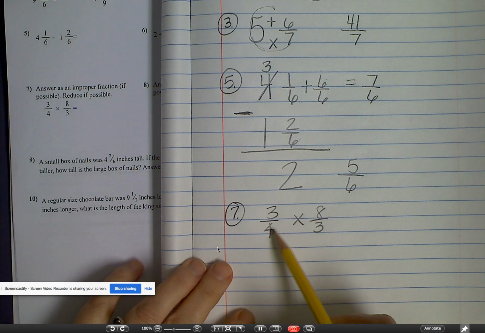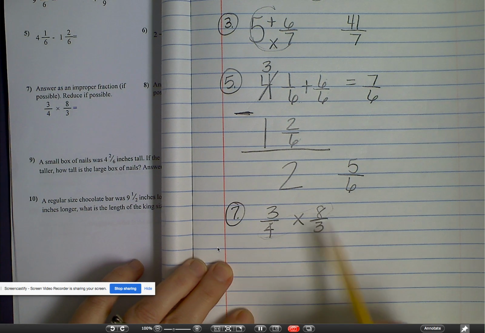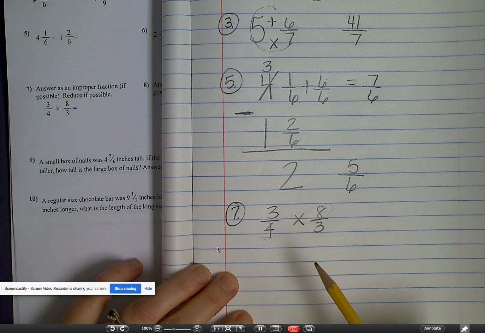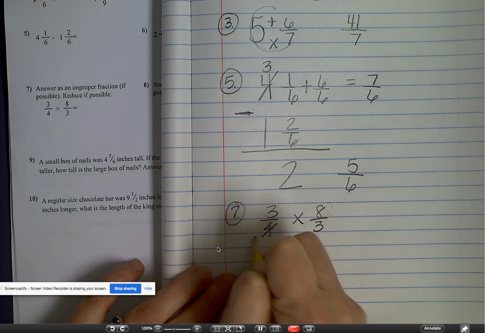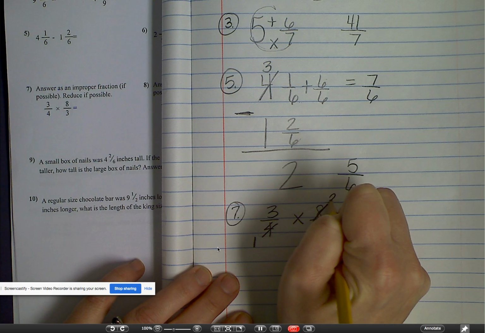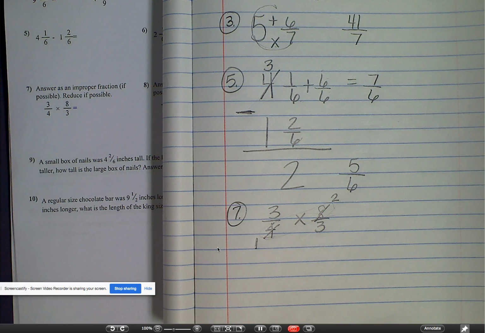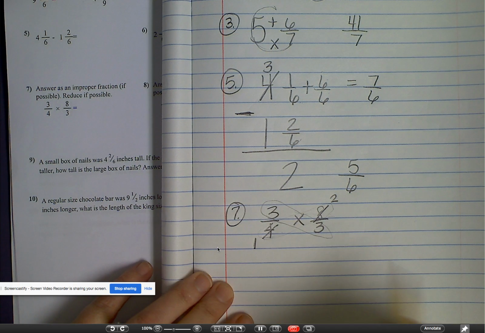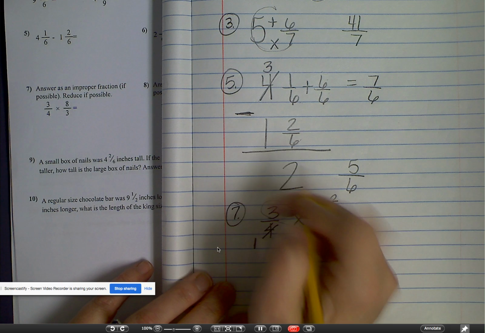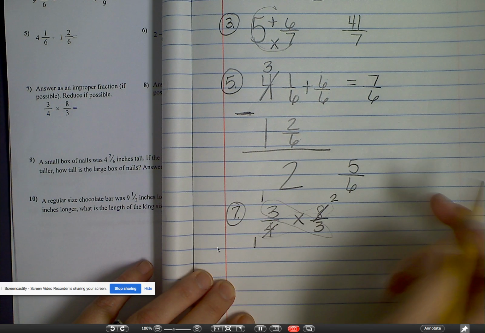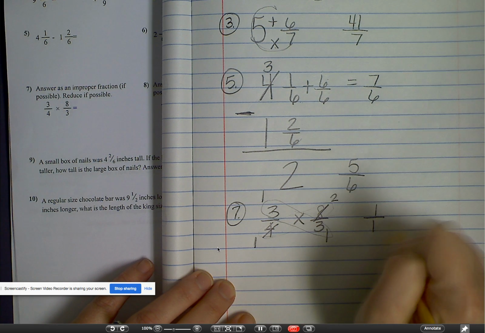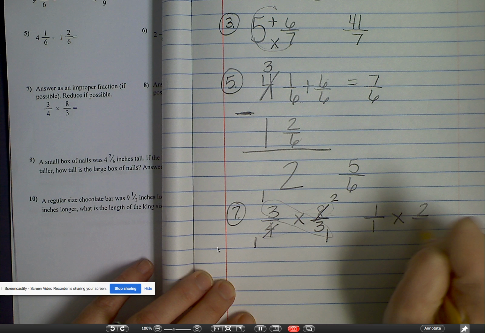The way you cross cancel is I'm going to take these two numbers, and I'm going to ask myself, is there a number that will go into both 4 and 8? Yes, and the answer would be 4, right? Because 4 goes into 4 one time, and 4 goes into 8 two times, okay? And then I'm going to do the same thing with these two. Is there any number that will go into 3? Yeah, 3. So 3 will go into 3 one time, and 3 will go into 3 one time. So now here's my new fraction, right?